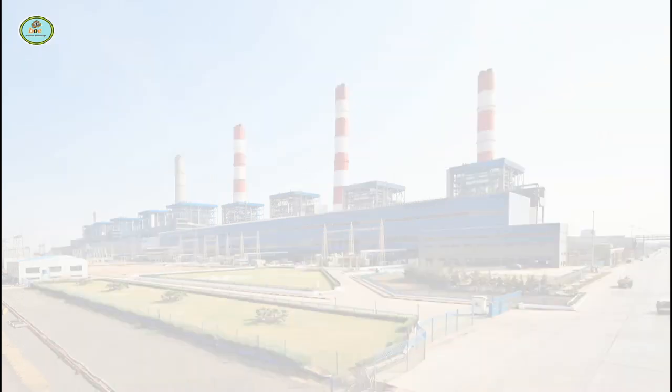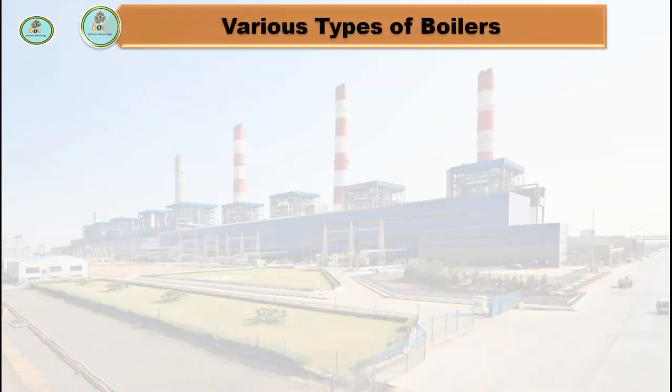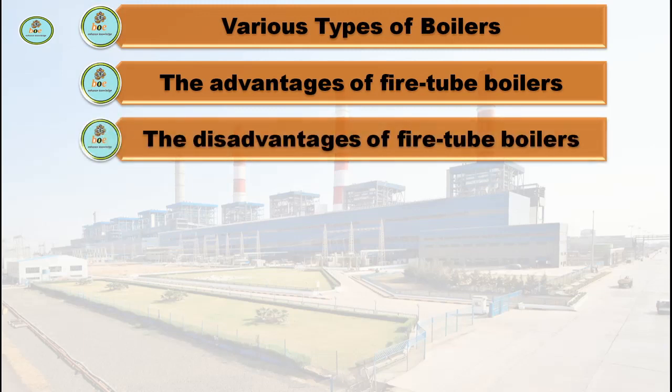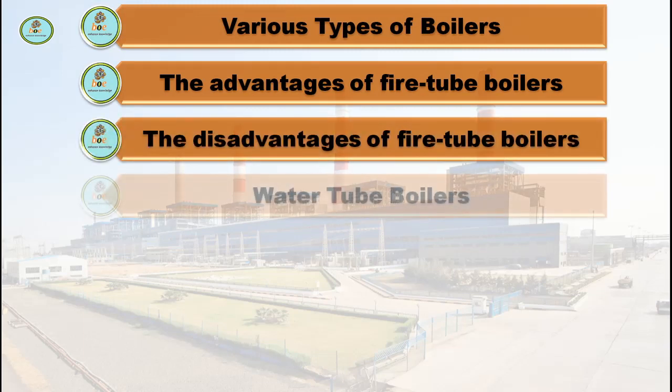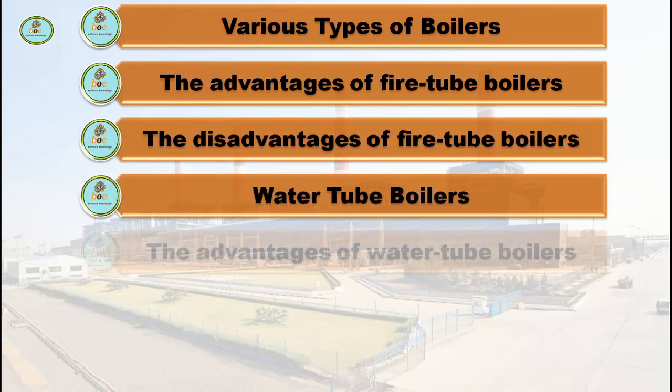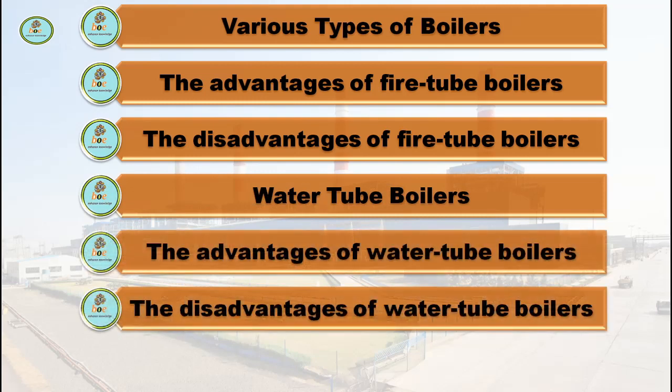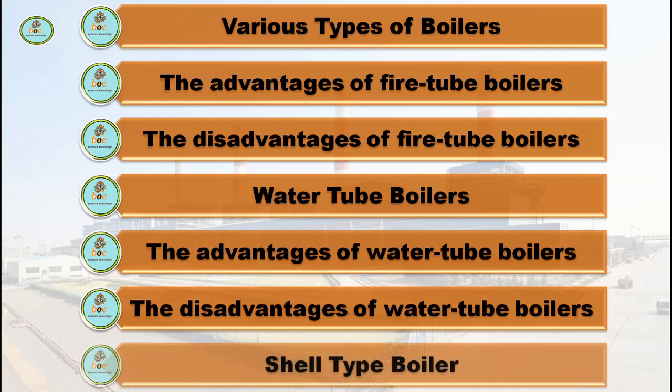In this video, we will discuss various types of boilers, the advantages of fire tube boilers, the disadvantages of fire tube boilers, water tube boilers, advantages of water tube boilers, disadvantages of water tube boilers, and shell type boiler.